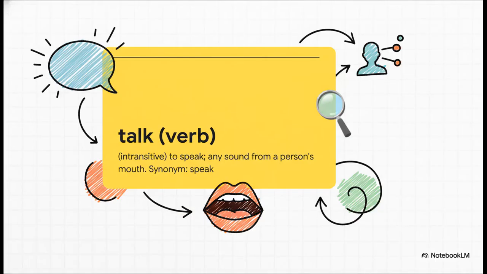So, at its very core, the verb talk just means to speak. Now, the dictionary calls it intransitive, which is just a fancy way of saying the action doesn't need something to receive it, right? You don't talk a ball, you just talk. The action is complete all by itself. And its closest cousin, of course, is the synonym speak.